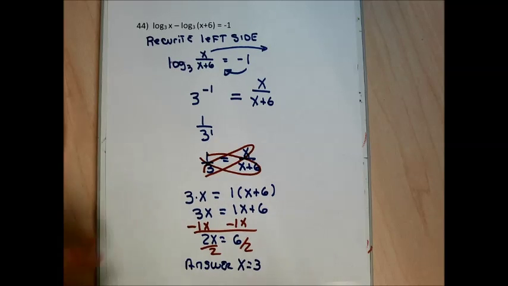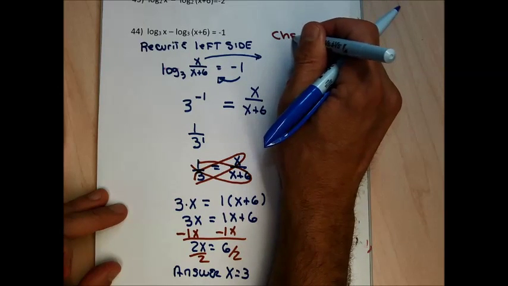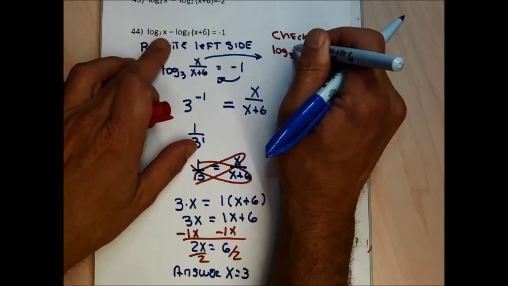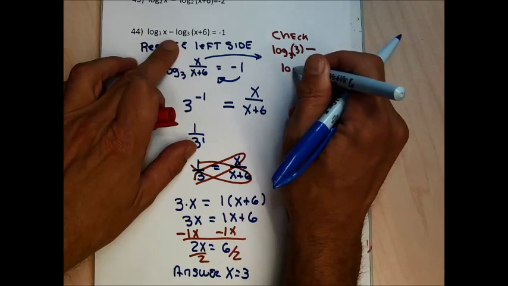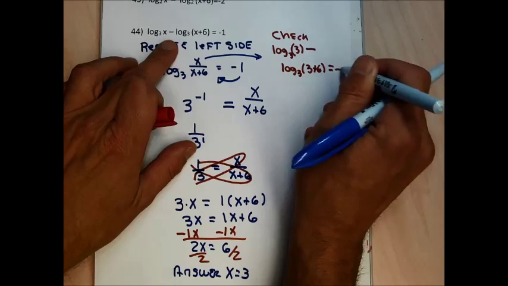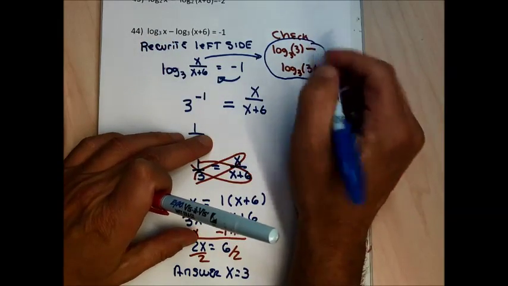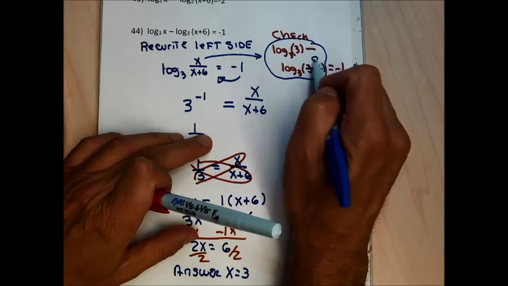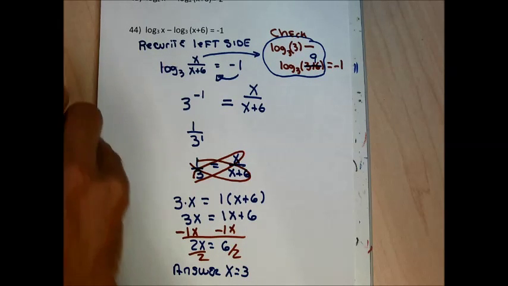I should certainly check it. And for checking, it has to be the log base 3 of 3, that 3 is going to need to be in parentheses, minus the log base 3 of 3 plus 6 has to equal negative 1. So I'm going to enter all this on my calculator by going log of 3 divided by log of 3, the log of, I'm going to make this 9 divided by 3, log of 9 divided by log of 3. Make sure that that equals negative 1.